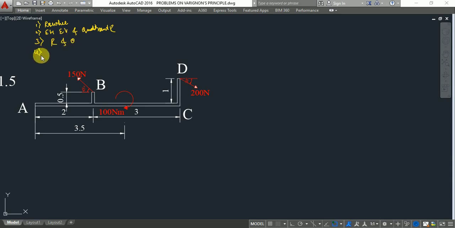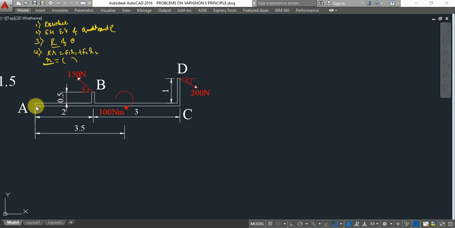Then the fourth step is the application of VARIGNON'S principle, that is, the moment produced by the resultant is equal to the moment produced by all other forces, that is R into r is equal to F1 into r1 plus F2 into r2. Upon simplification we get the perpendicular distance of the resultant about a chosen point. That itself is the position of the resultant, and we have already got the magnitude of the resultant. So let us follow things step by step now.